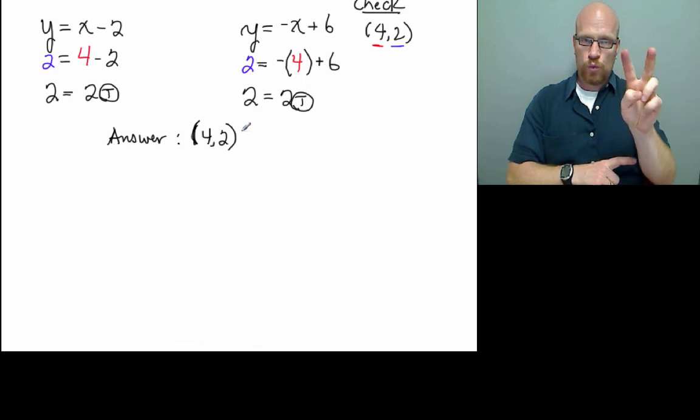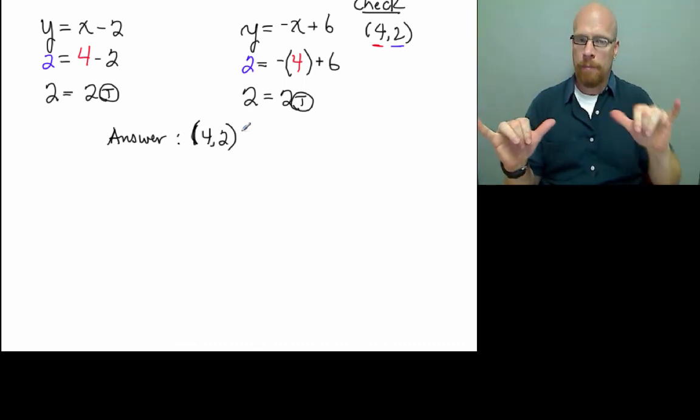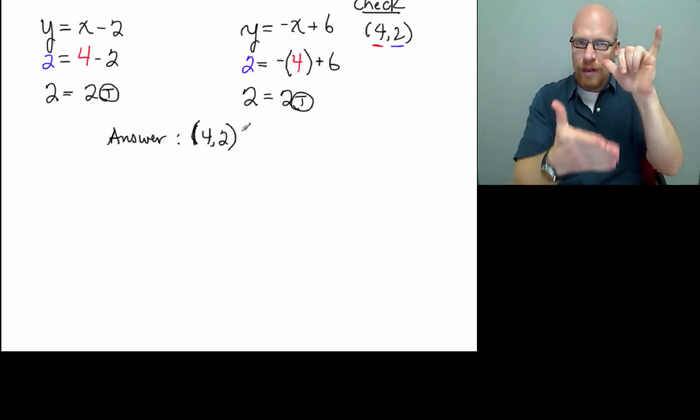So the answer, the ordered pair (4, 2), works in both equations at the same time. This is the solution for our system of two equations.